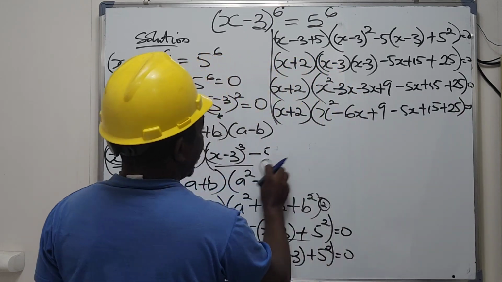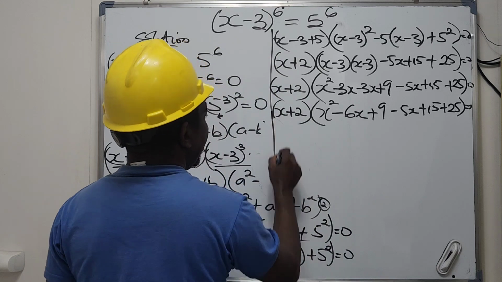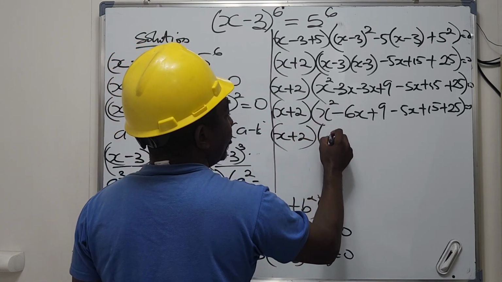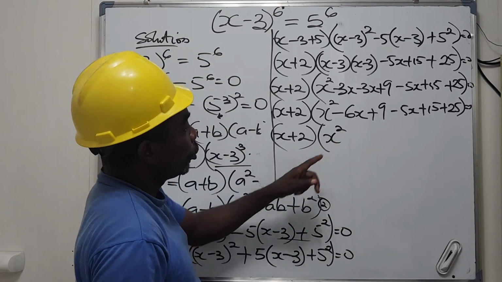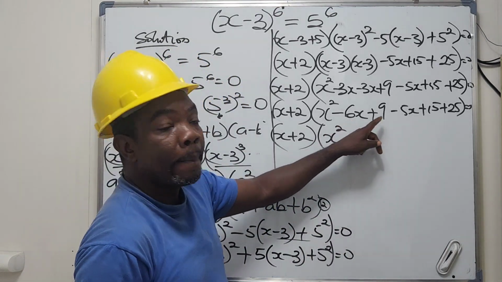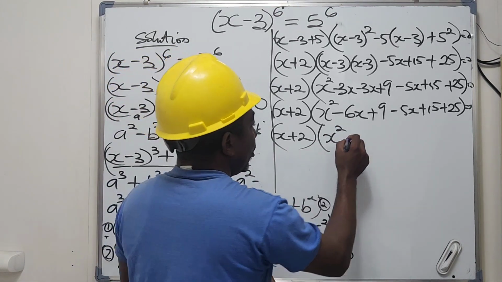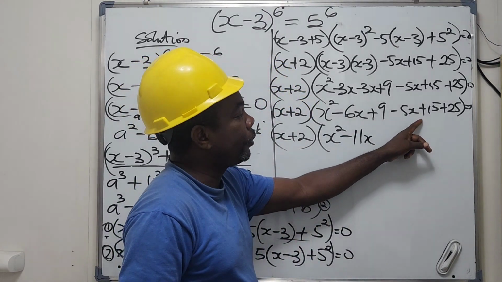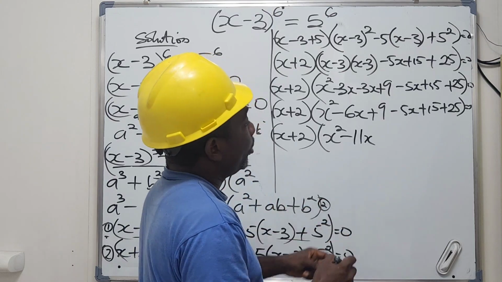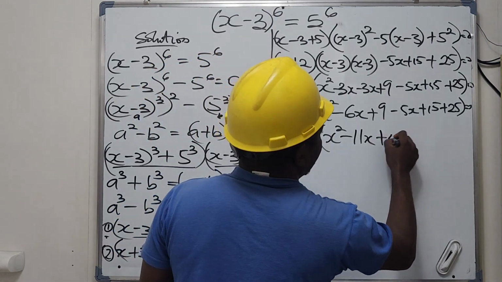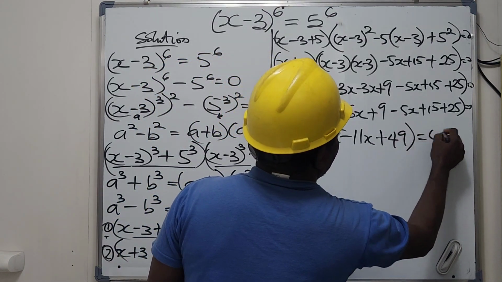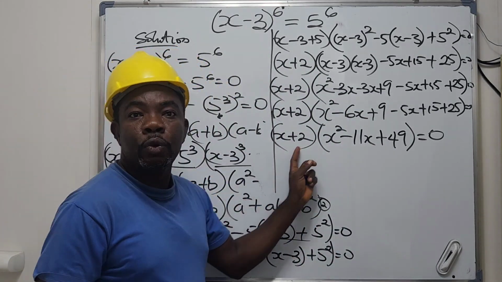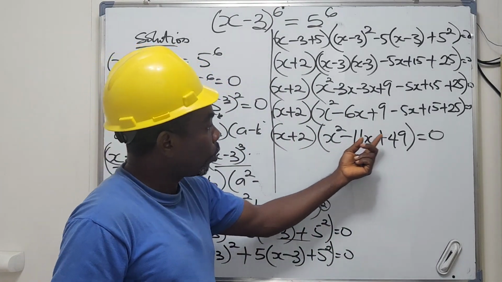So this becomes, we still have here x plus 2. So here will become x to the power of 2. So we have here minus 6x minus 5x will become minus 11x. So we have here 9 plus 15 plus 25 will become plus 49, all equals to 0. So we have two parentheses here. It is either the first one equals to 0 or the second one equals to 0.